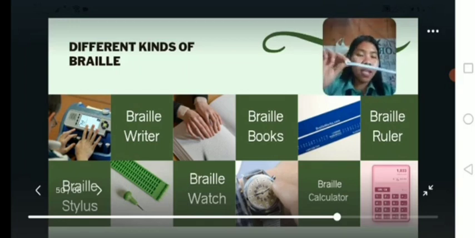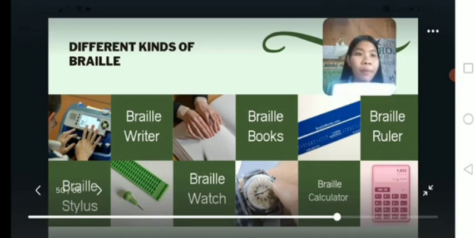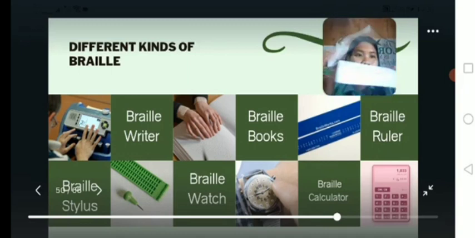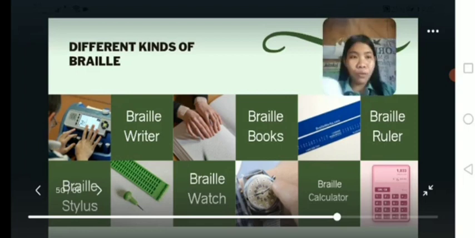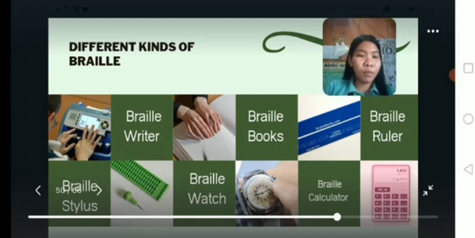So this is the slate. And this is the paper to be used in writing. You center the paper between the slate and the stylus. The patterns here on the slate are like a guide for where you point the stylus. So that is the Braille stylus.